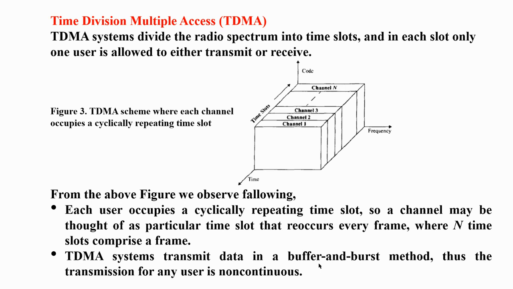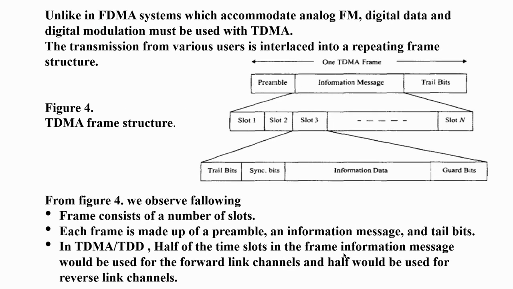So a channel may be thought of as a particular time slot that reoccurs every frame, where n slots comprise a frame. A TDMA system transmits data in a buffer and burst method. So here the transmission is in a non-continuous manner for any user. Unlike FDMA, this is not a system which accommodates analog FM. Here we are using digital data in a TDMA system.